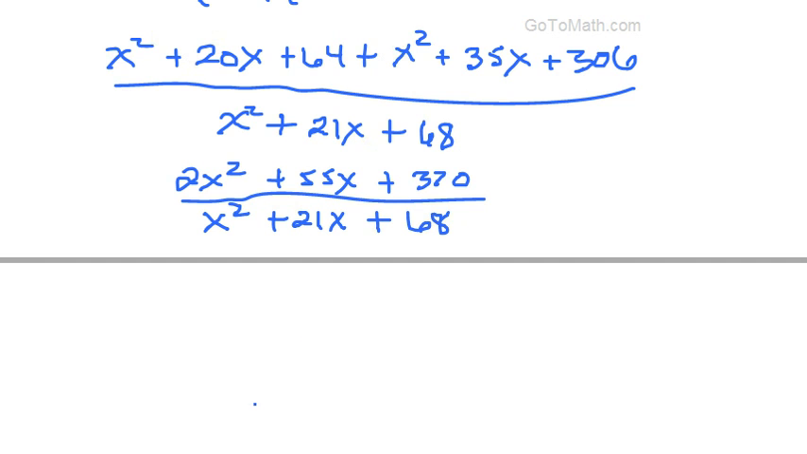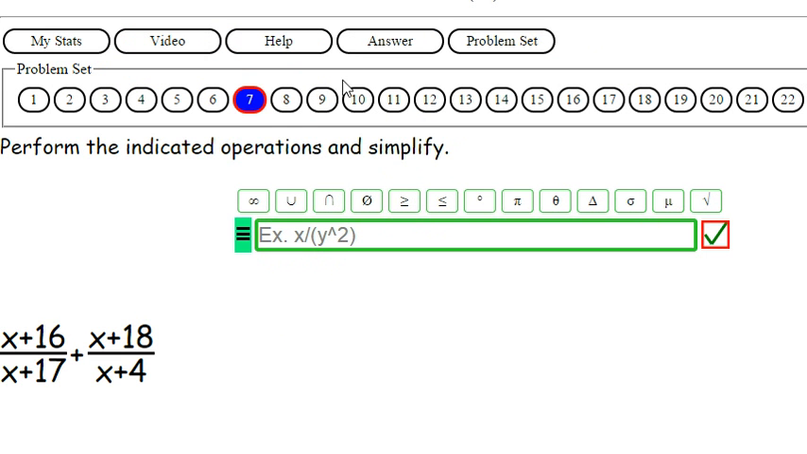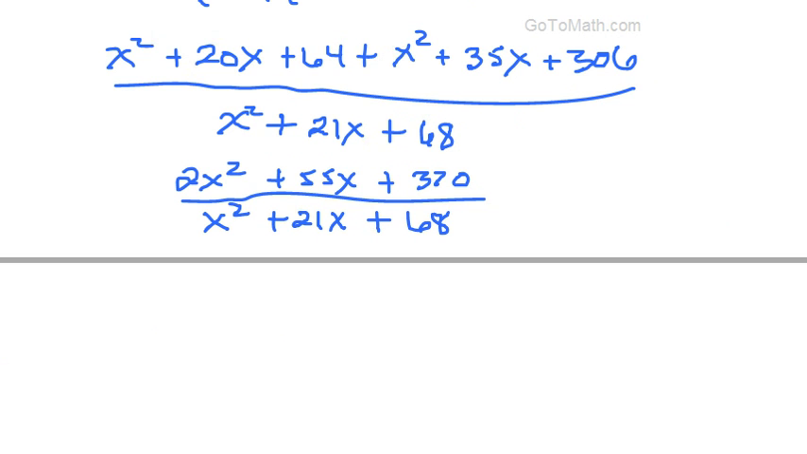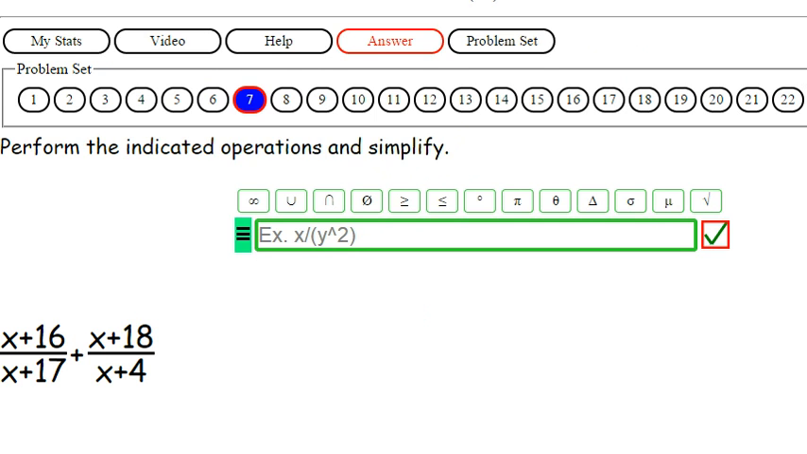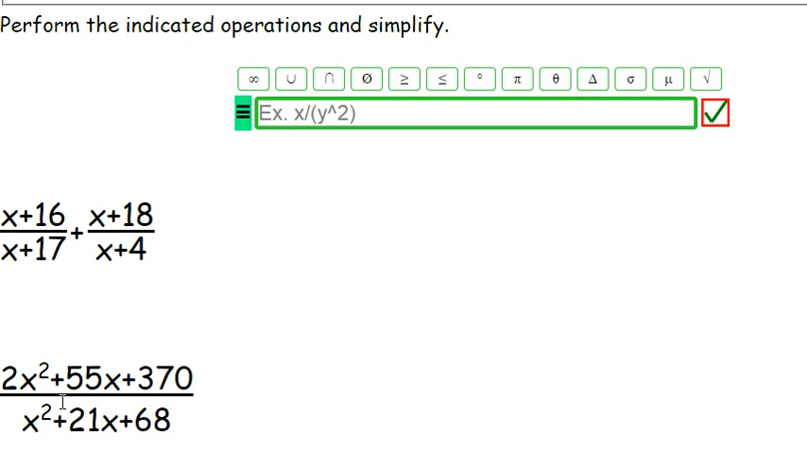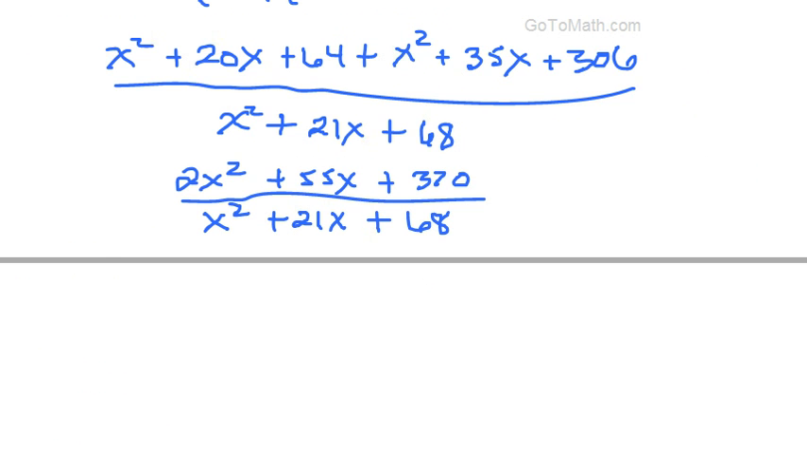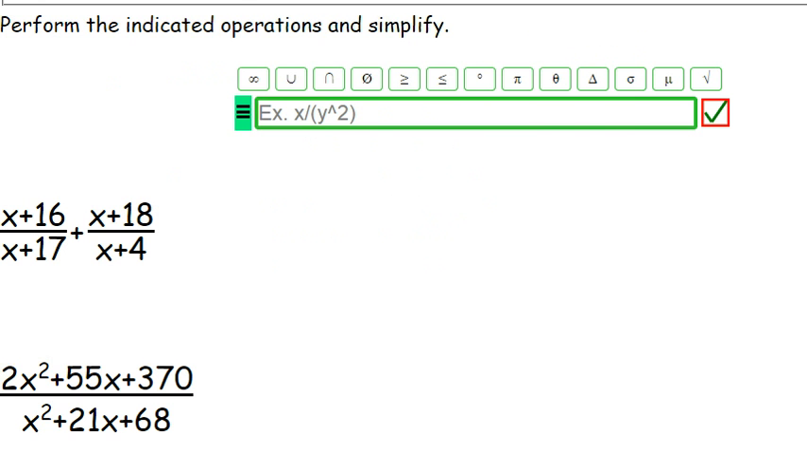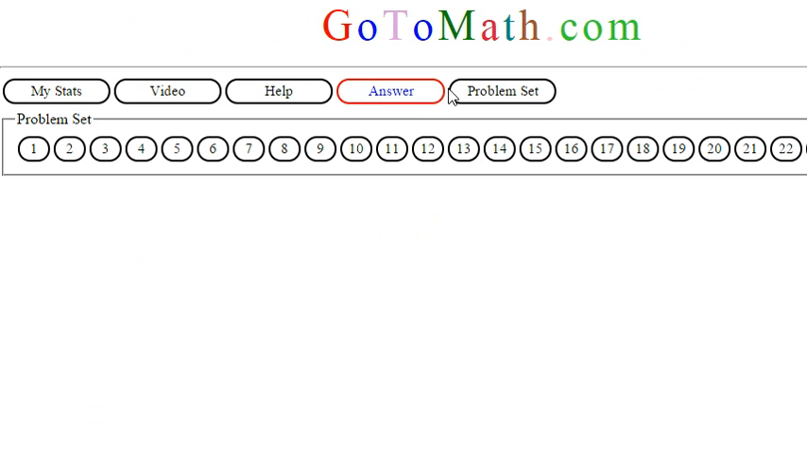Okay. So I don't know if this thing factors up here and you can cancel out like terms, who knows. Let's see what happens here. Remember what we had: 2x squared, 55x, 370, over x squared plus 21x plus 68. Yep. Okay. All right, well, that looks like that's it. See you in the next problem.